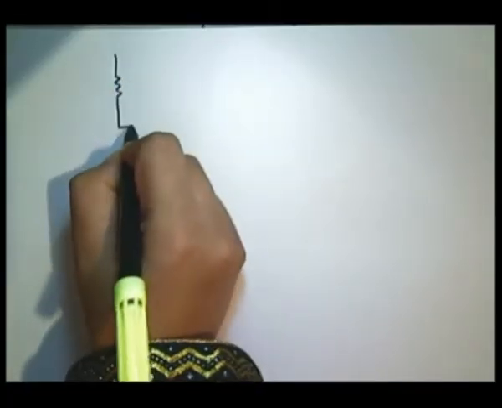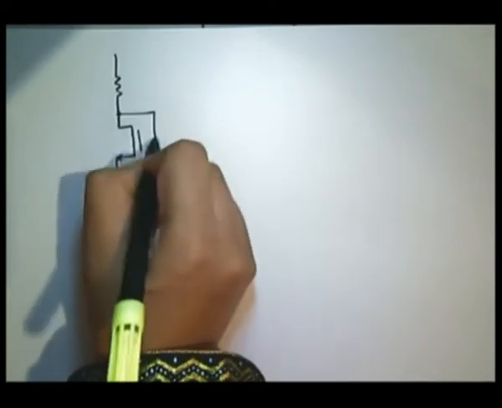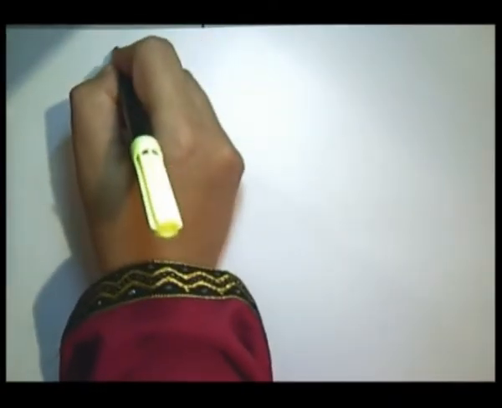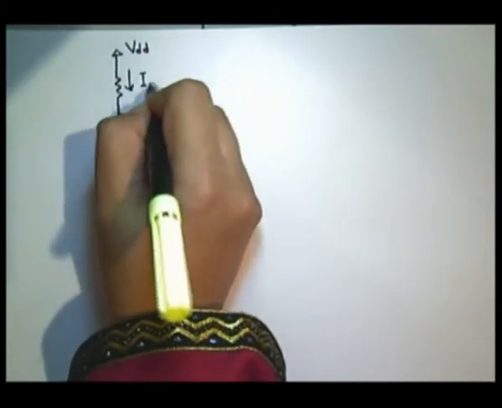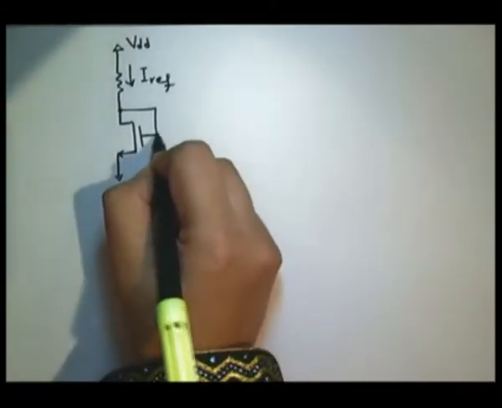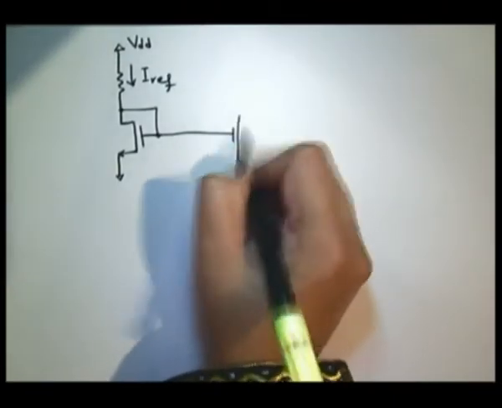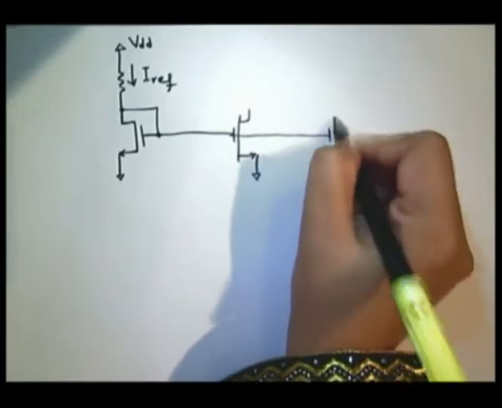Before going to the first simple reference generator, let us just give you an example. This is a very simple circuit, a basic circuit by which you can generate a reference current. We call this current IREF. And then by a simple mirroring, you can generate as much current as you want from it.